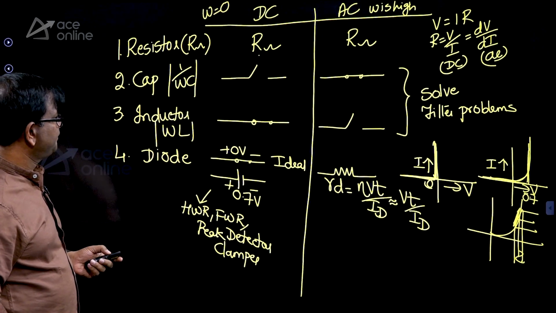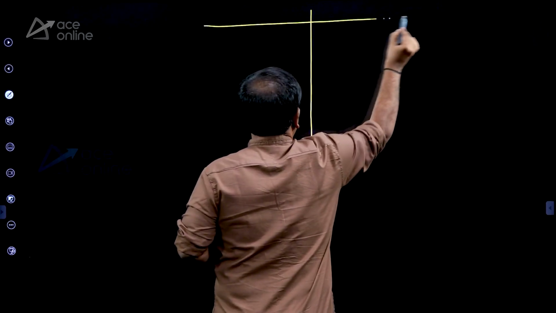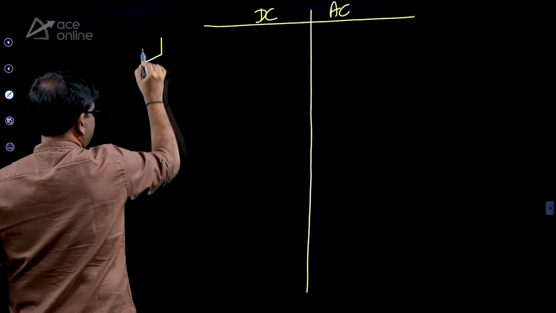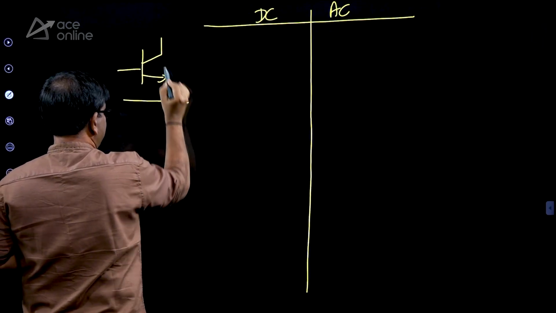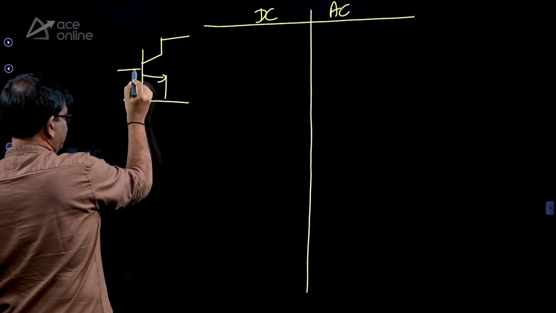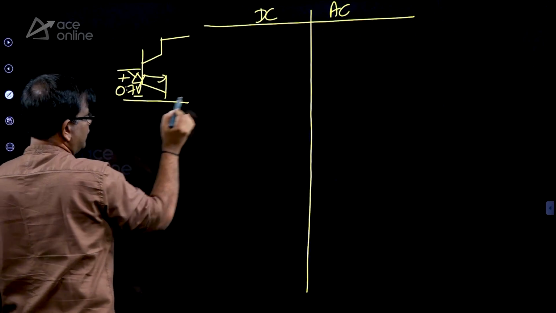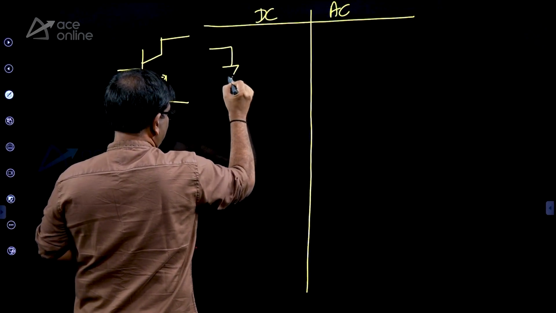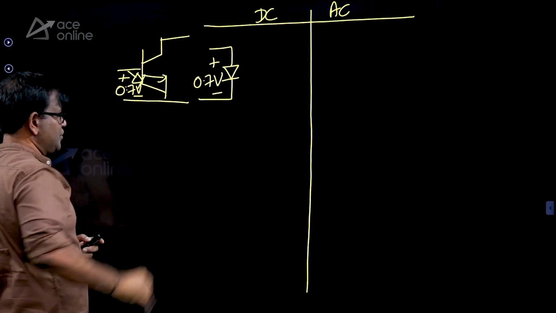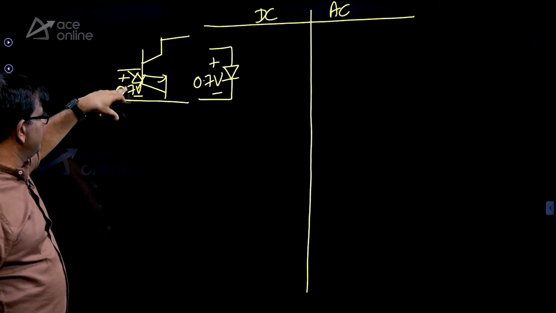And coming to the BJT. A BJT is a 3-terminal device, so at least 2 elements are needed. For the BJT to turn on, we need 0.7. So for the DC model, whenever you want to solve DC analysis of a BJT, consider 0.7 volts, or you can just do it here itself, instead of a model, 0.7.